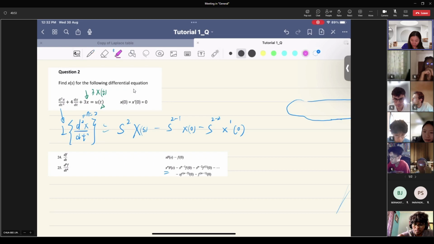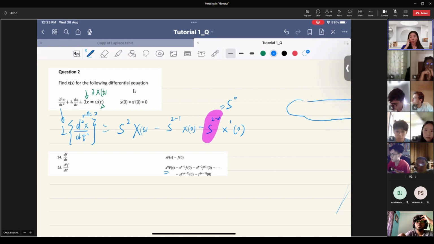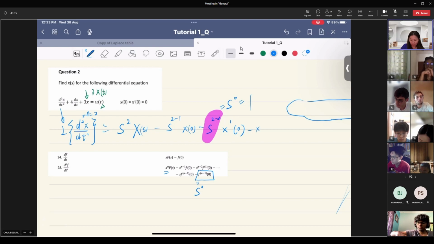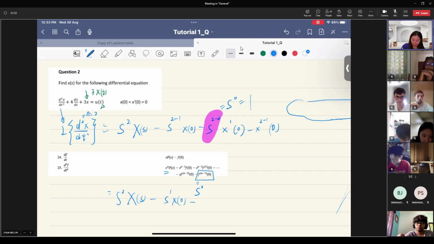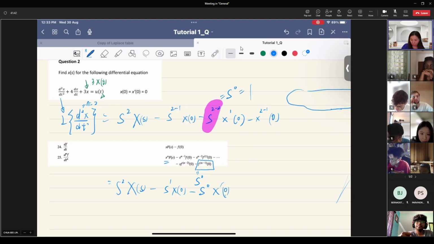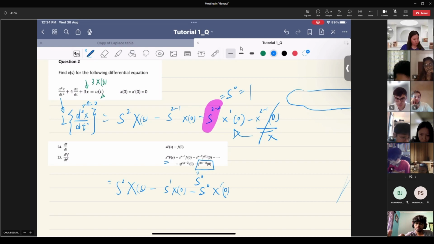So if this one already gives you s to the power 0, s to the power 0 equals to 1, right? Then you can straight away be left with only this term, because s power to 0 equals to 1. So the last term will be x derivative 0. When you simplify this, you'll be having s squared x(s) minus s power to 1, then x(0), and then s power 0 times x derivative 0. Lastly, this one also has nothing there. This is a repeat one already, so this one cancels because it is the same. Okay, so x prime 0.